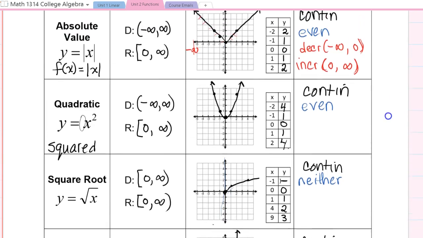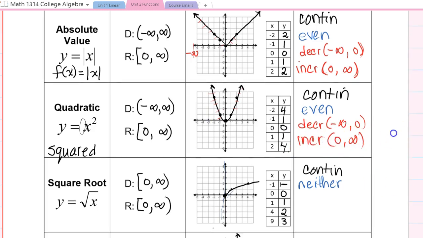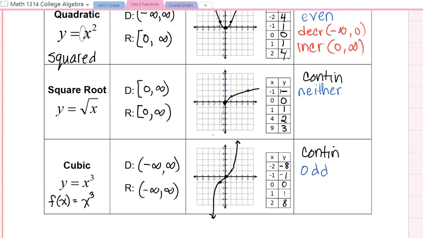Quadratic is very similar to absolute value in that we have a decreasing interval and then we also have an increasing interval. So decreasing from negative infinity until we get to the x value of 0, and then an increasing interval from 0 to infinity. For square root, we can see that our domain starts at 0, so we're not going to have anything over here at negative infinity. We're going to start here at 0, and notice that my y values are getting bigger, so it's always increasing from 0 to infinity. Again, I don't include the 0, but we do say it's increasing from a little bit larger than 0 all the way to infinity.